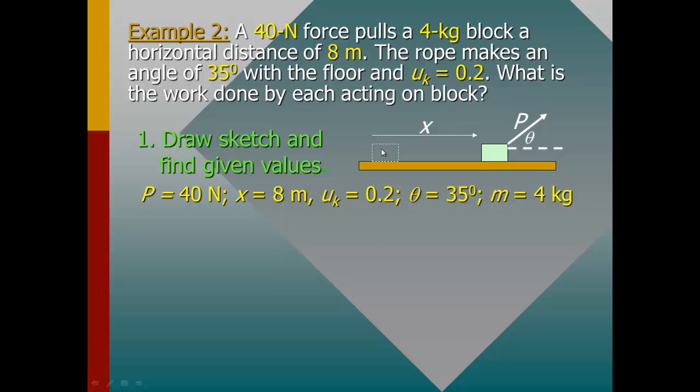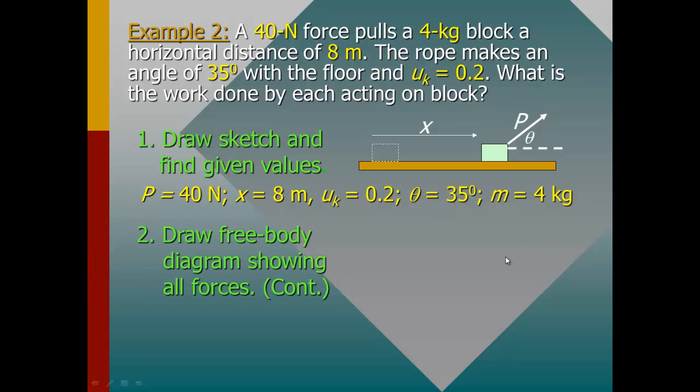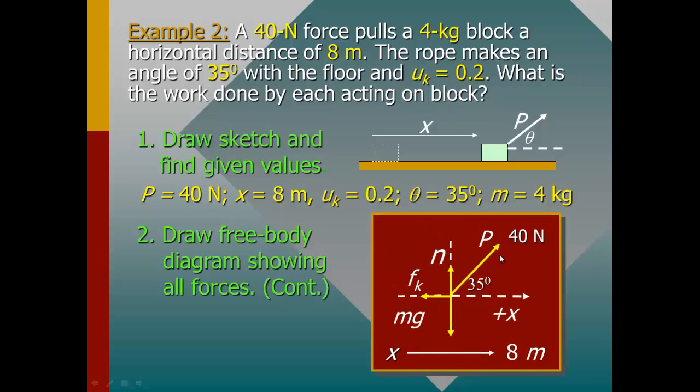So here we sketch it out, and we know that it's pulling, here P stands for pulling, 40 newtons, displacement of 8 meters. Here's the force of kinetic friction, here's the angle of the force, and then the mass that we're moving. So now we draw a free body diagram. We have the normal force, as always, going up, the pulling force at 35 degrees, the force of friction opposing that motion, and then weight going down.